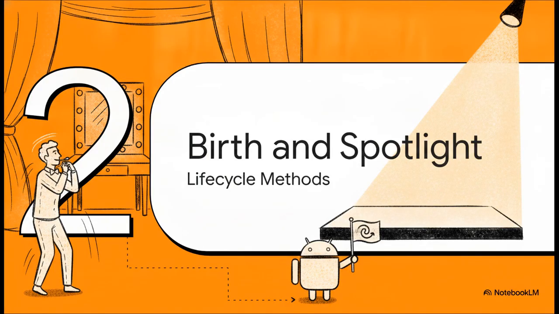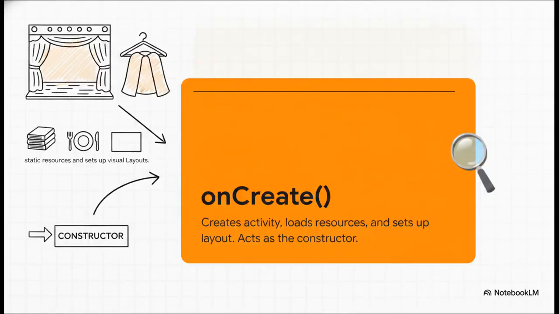So let's look at how our actor actually gets ready and steps onto that stage in section 2, birth and the spotlight. It all kicks off with a method called onCreate. You can really think of this as the absolute birth of our activity. This is exactly where it puts on its costume and sets up the stage layout. In your code, this is where you're going to load your static resources, set up the menus, and bind those visual layouts. It's basically the constructor. After this method runs, the activity object officially exists.